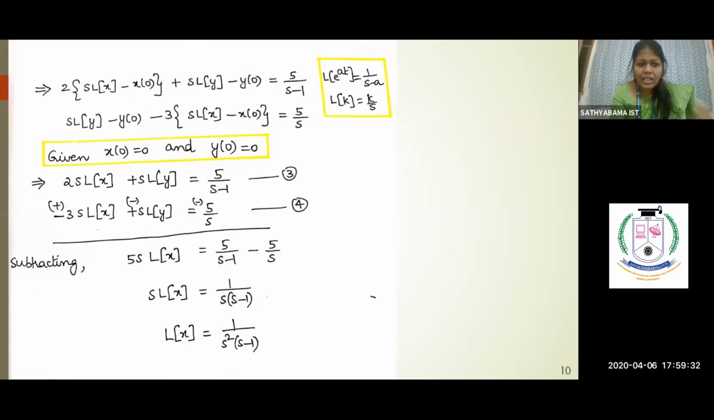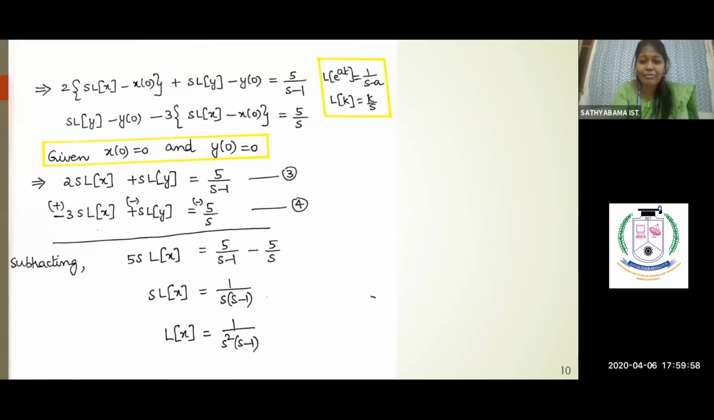Similarly, the next equation, remember I told you the format for equations 3 and 4. How should you write? You should write the L of x term first, then the L of y term, then take all the other terms to the other side, I said. Okay, so I will write first L of x term minus 3s into L of x. Then I will write the L of y term, s into L of y. Okay, equal to 5 by s. Have you understood? Step 3 is over.